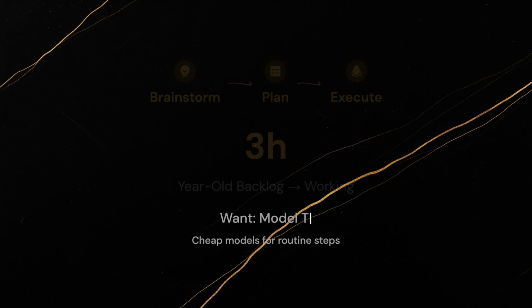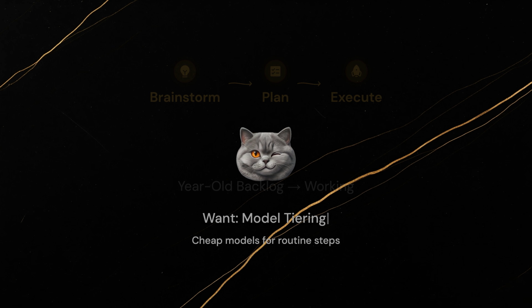What I'd want next? Model tiering, cheaper models for routine sub-agent steps, expensive models only where it matters. Though I suspect you could fix that with a simple instruction in Claude.md.